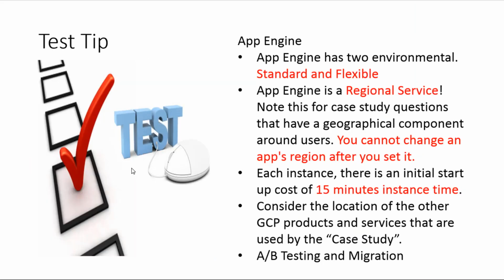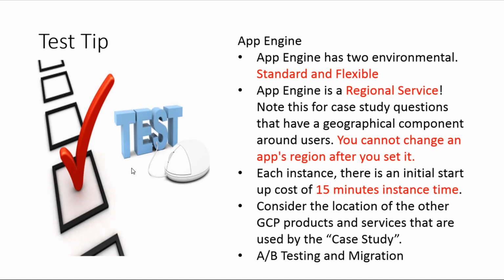Okay, let's go ahead and sum up with a couple test tips here. A lot to cover on App Engine. There's a lot more to talk about on App Engine. We're just covering the basics of App Engine. We're not even into the deep dive yet in the objectives. So just be aware, App Engine has two environments. First of all, we know what they are, standard and flexible. App Engine is a regional service. Again, remember that. We can't migrate one region to another. We can't have a multi-regional App Engine service. Again, we can't change the region after we set it as well.